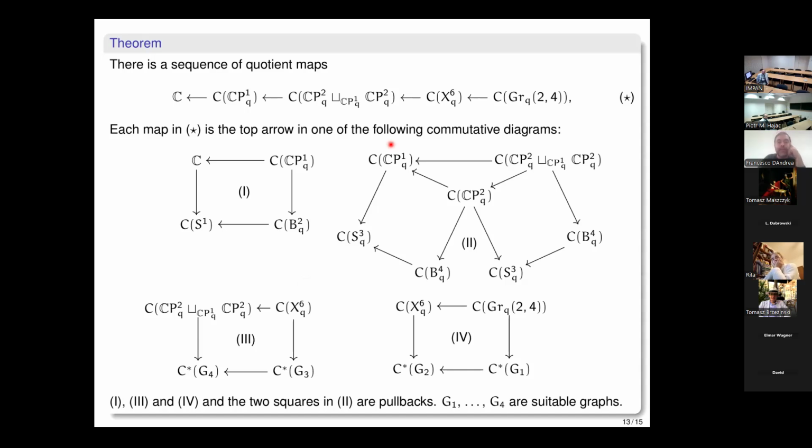In the third step, this arrow here from the 6th skeleton to the 4th skeleton is also the top arrow of a pullback diagram. So we are still gluing something. What we are gluing is the graphs. Here we have the graph sister algebra of G3. Here the graph sister algebra of G4. These G3 and G4 are graphs. I will show them in a second again. The graphs that you obtain by this trimming procedure, by eliminating the trimmable edges, whatever it means.